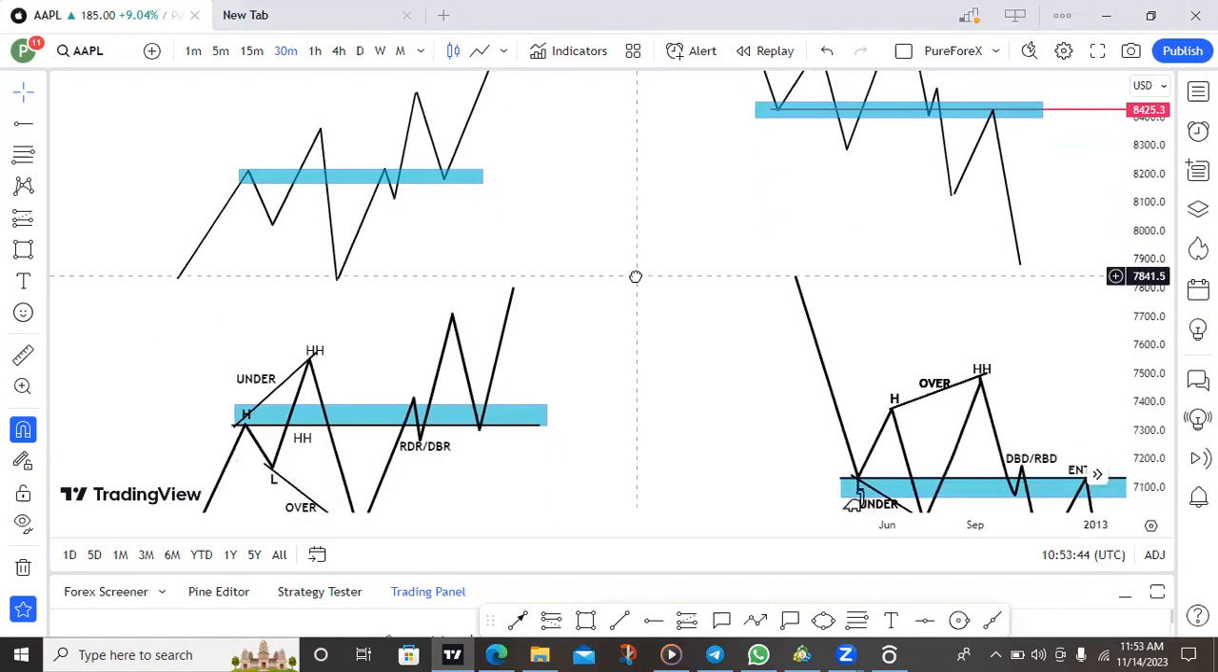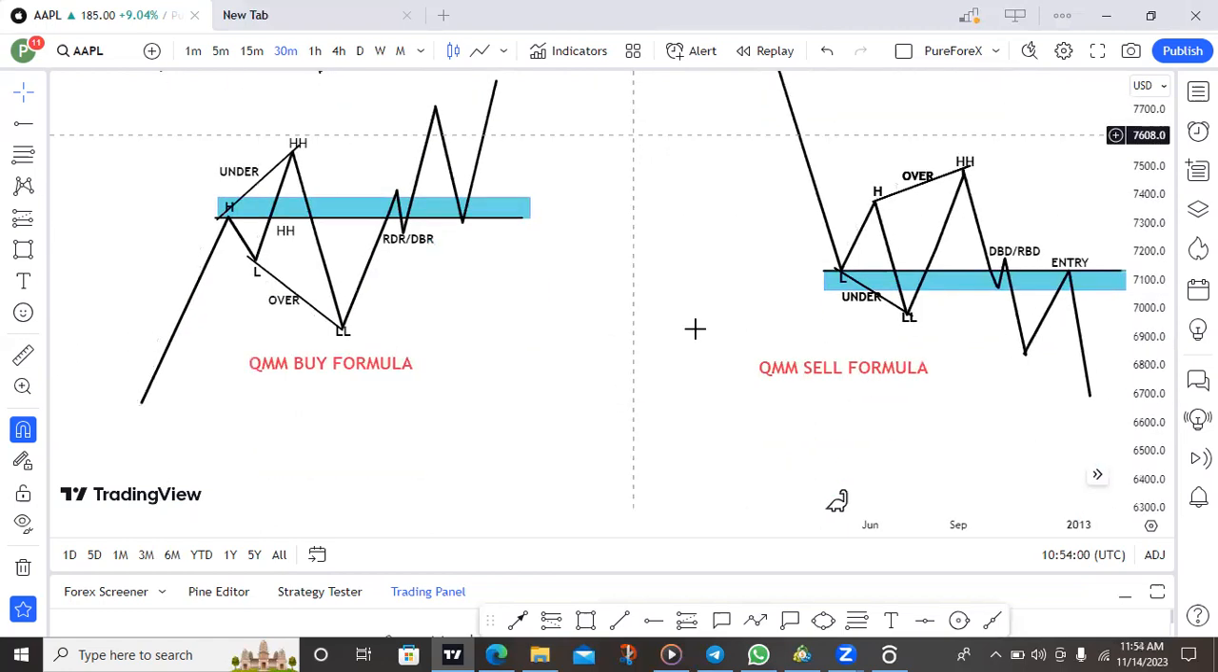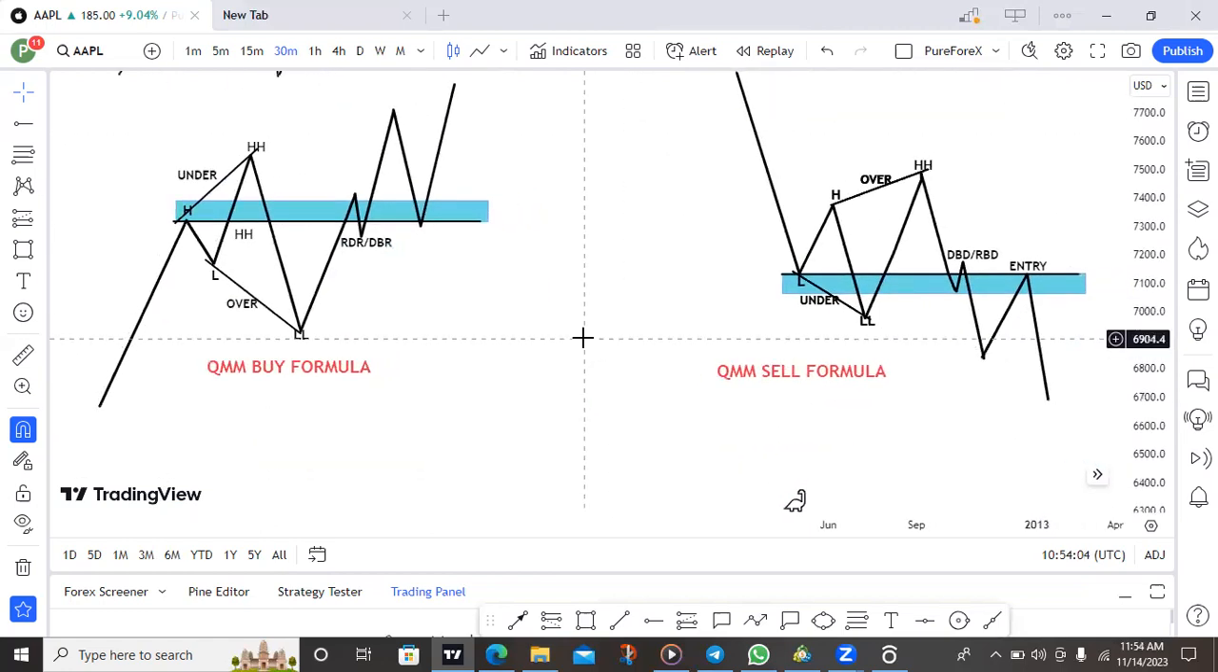That is why we want to see confirmation when our QM fails. For us to value that setup as a Quasimodo manipulation, we want to see confirmation at the higher time frame. And the only confirmation we want to see is either a bearish engulfing or bullish engulfing candle, guys. So this is all about the Quasimodo manipulation formula. We have the Quasimodo manipulation buy formula and the Quasimodo manipulation sell formula. This is the concept, right?